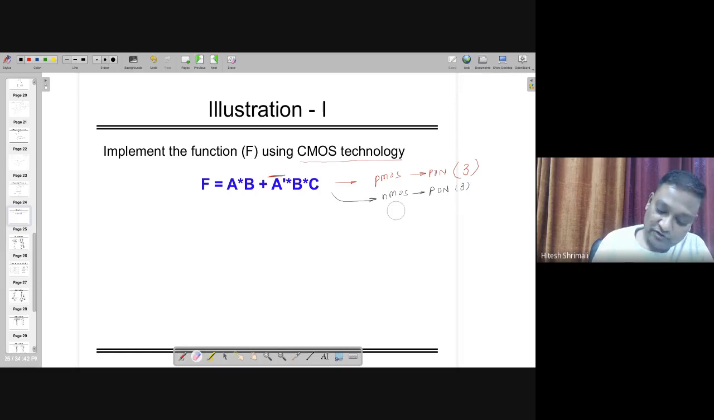So you need to know the F bar. F bar is nothing but A bar or B bar, and A plus B bar or plus C bar. This is going to be F bar. So we need to implement this one in the power down network. This one is power up with PMOS and power down with NMOS. When you are drawing that, the first quantity, A and B, are in series.